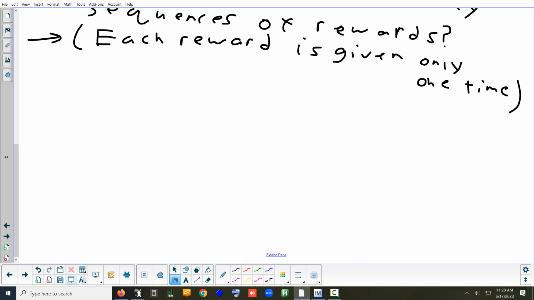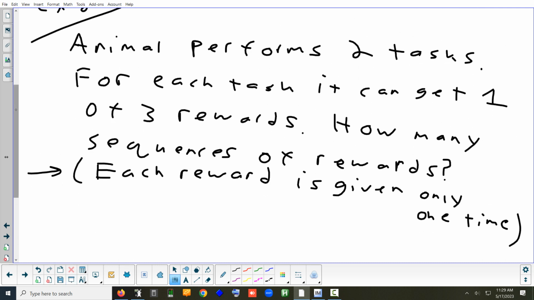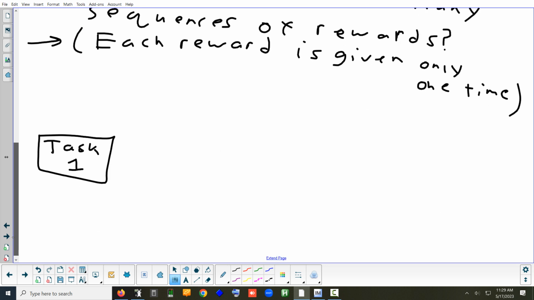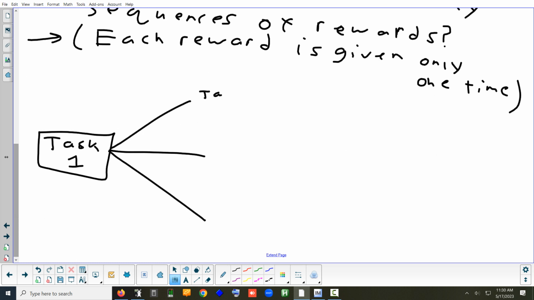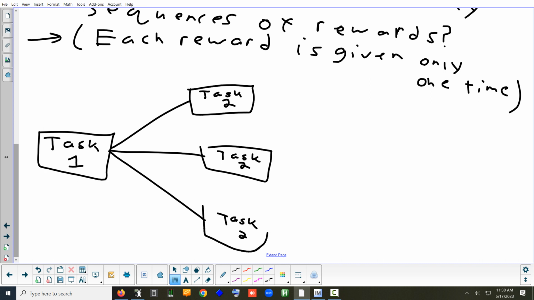Right, let's make a tree. So, animal performs task 1. And after it performs task 1, how many different rewards could it get? 3. So it's either going to get reward A, B, or C. Regardless of which reward it gets, it's then going to perform a second task. What kind of animal is it? This is a dolphin. Okay. Yes.